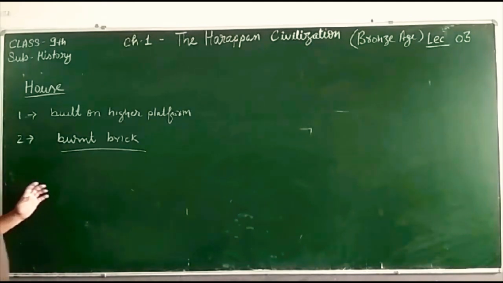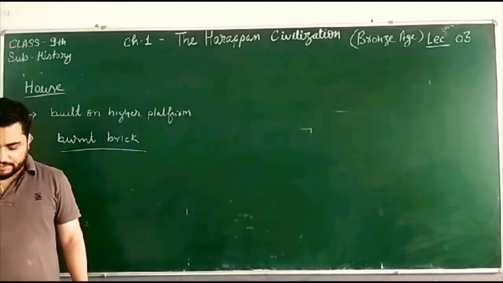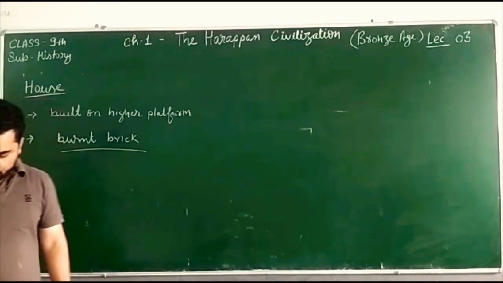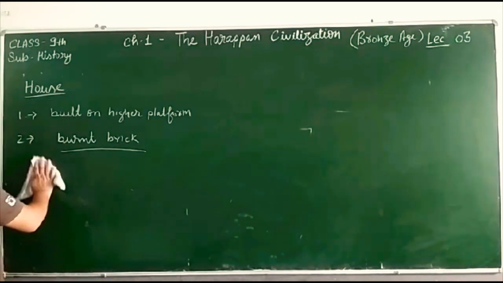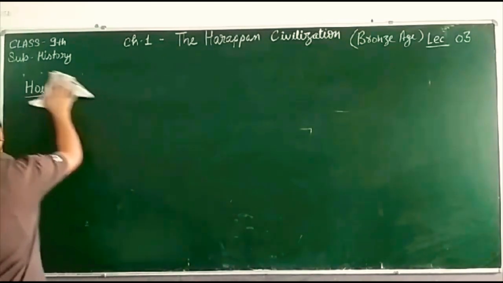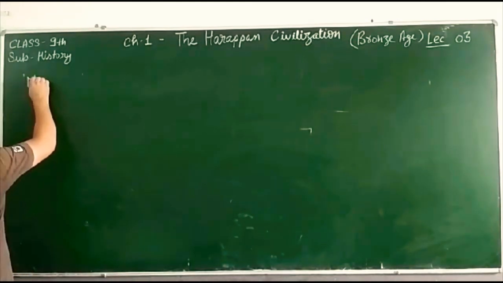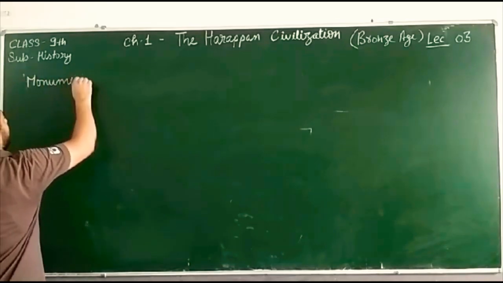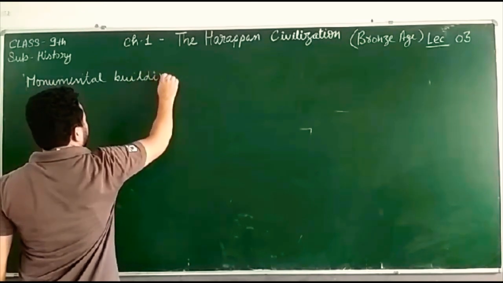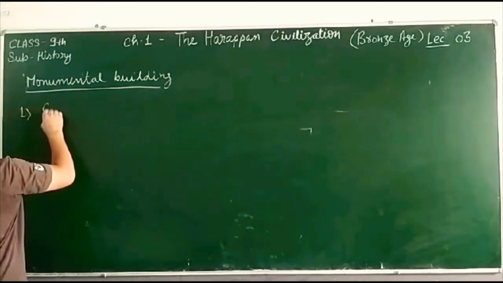So we have discussed today the various features of urban planning of Indus Valley Civilization cities and houses. Now we are going to study some features of monumental buildings. One building we have already studied, that building was the Great Bath. The second building we will study is the Great Granary. So first was the Great Bath.